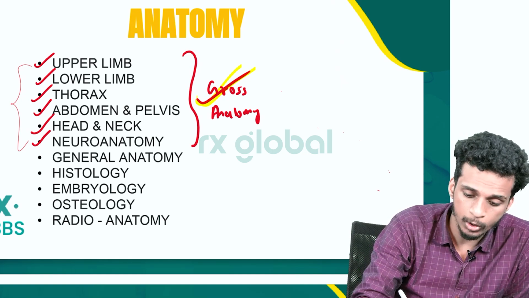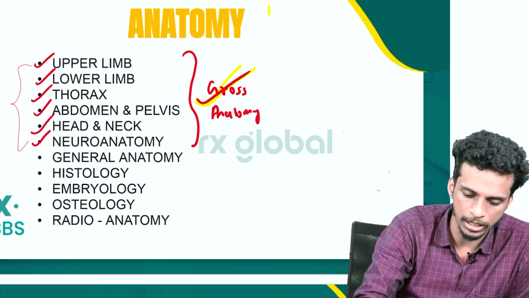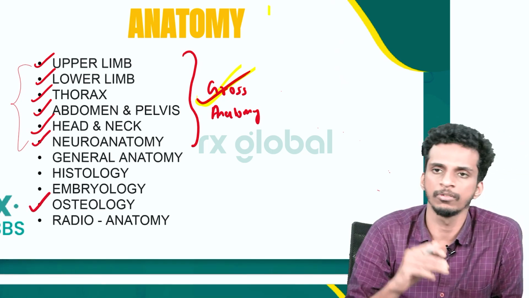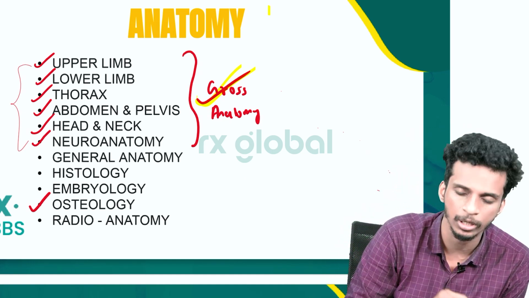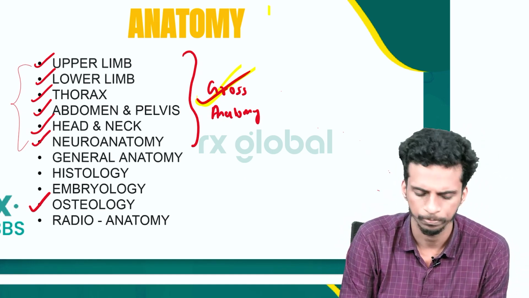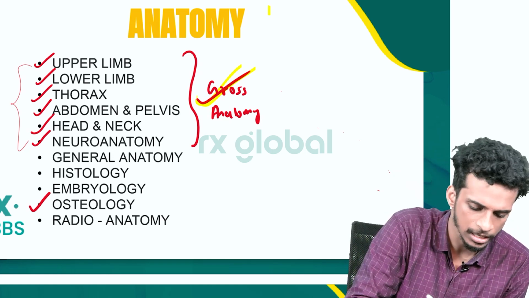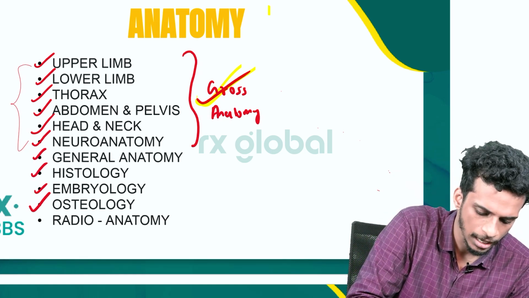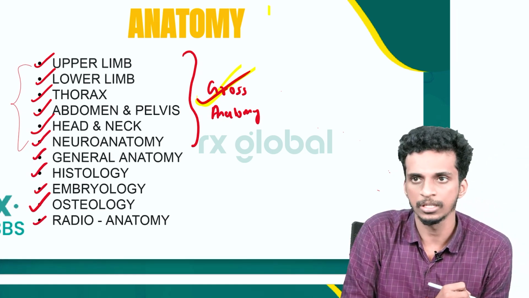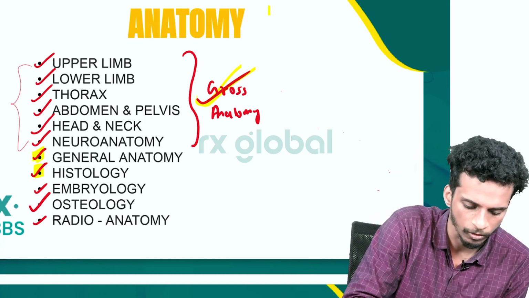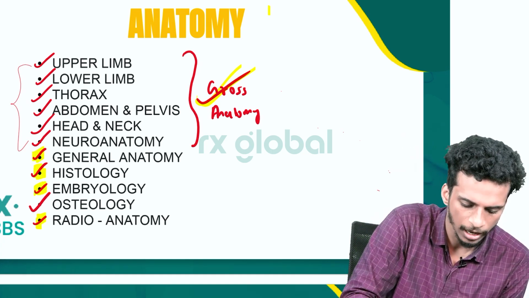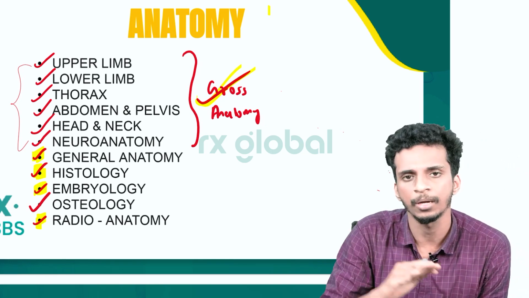And we have also completed the basics of osteology, right? We have discussed in short the different bones in the human body. Now, what is remaining is general anatomy, histology, embryology, and radioanatomy. So these are the remaining subtopics in anatomy.